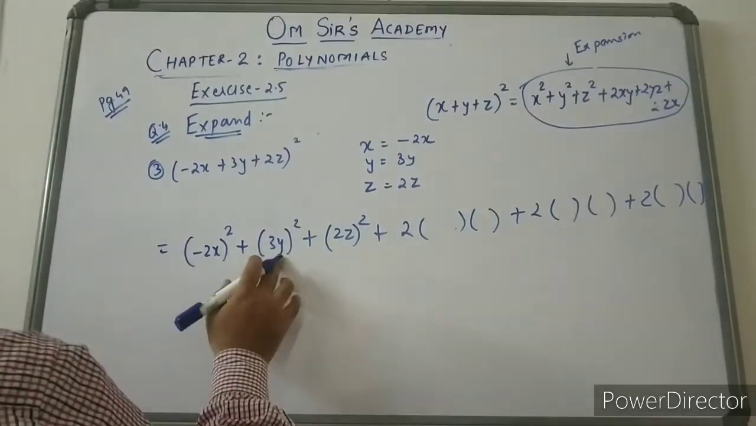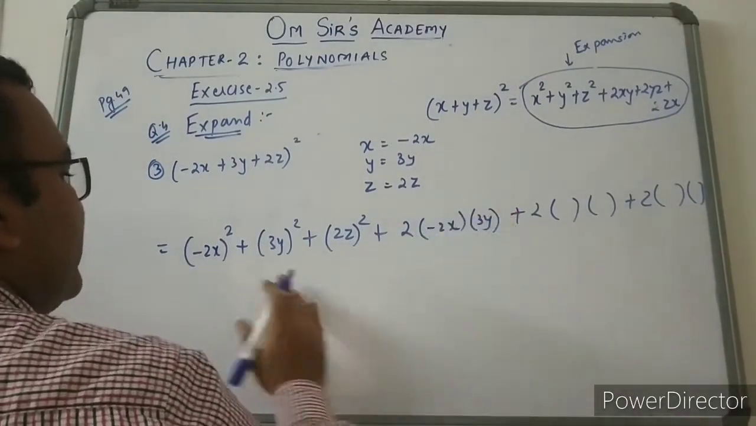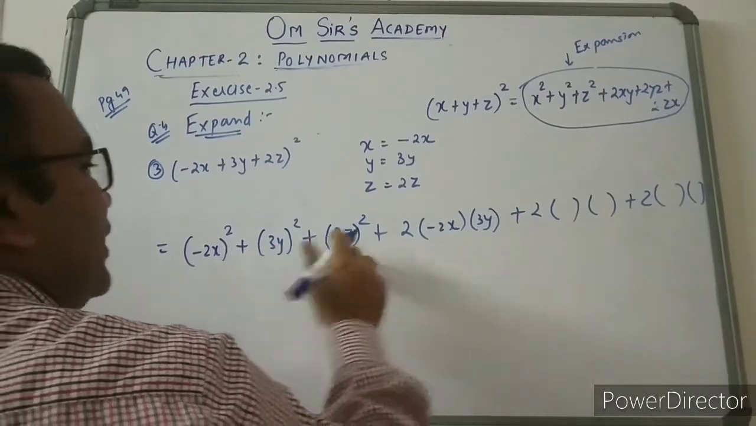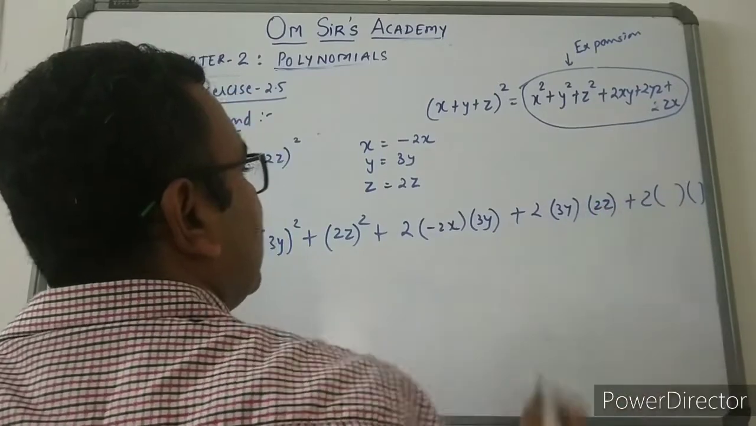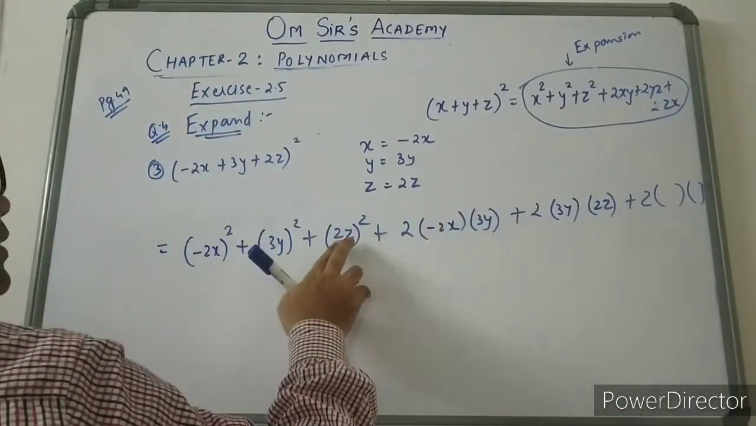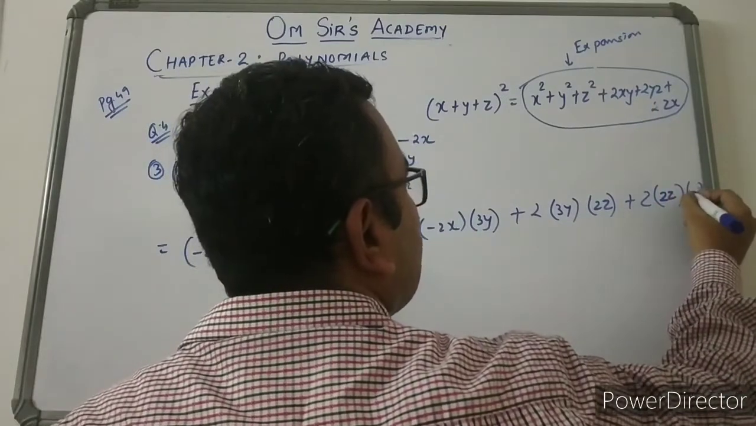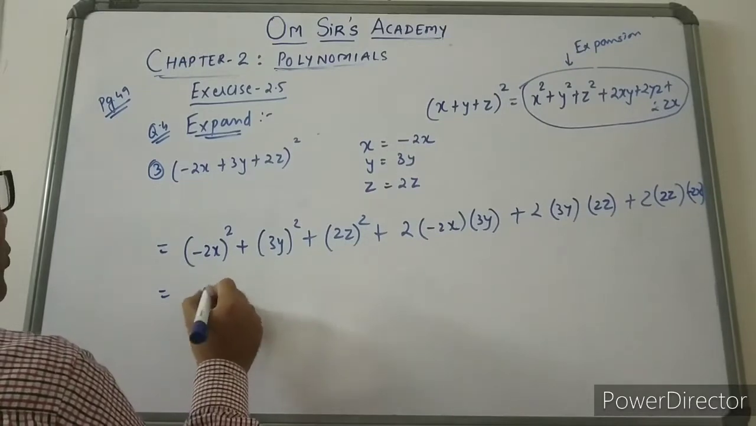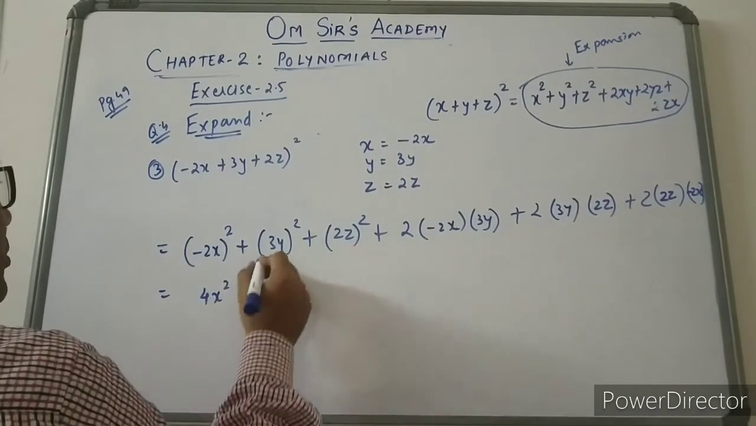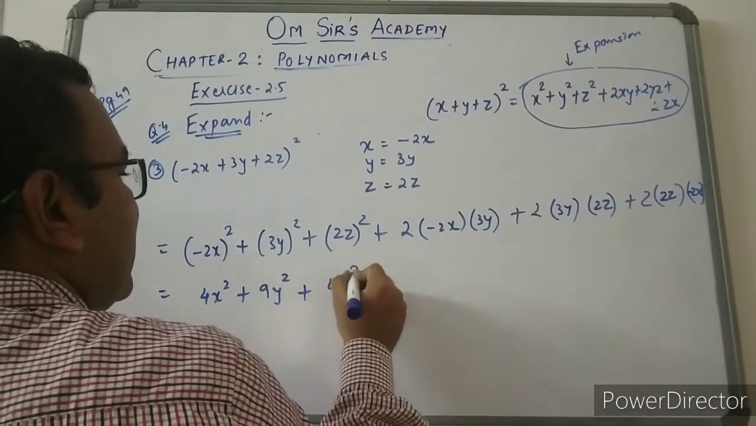2xy. So first and the second term, that is minus 2x and 3y, so minus 2x and 3y. Second and the third term is 3y and 2z, 2yz, 3y and 2z. Okay, and 2zx, that is 2z and minus 2x. So it will be minus 2 का square क्या हो जाएगा, 4, x square, plus 3 का square 9, y square, plus 4z square.